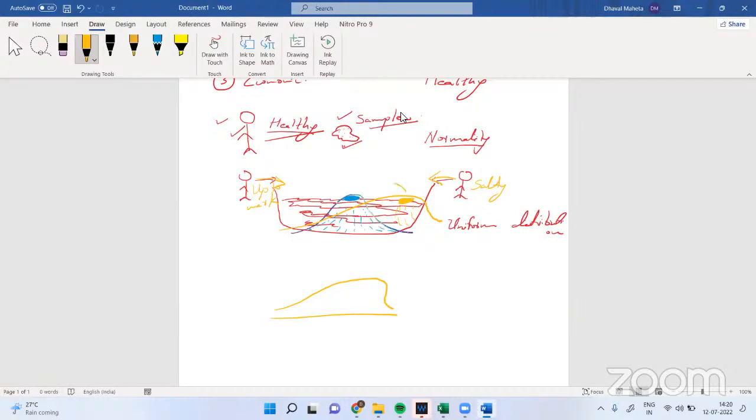Now, what are the methods to bring this curve to normal? Is there any method? How can I bring this in the center, to uniform distribution? Think and tell me. So first is by proper stirring. Do you agree? The second is by adding more water, more soup. The third is by adding more salt on the other side. Is it clear?